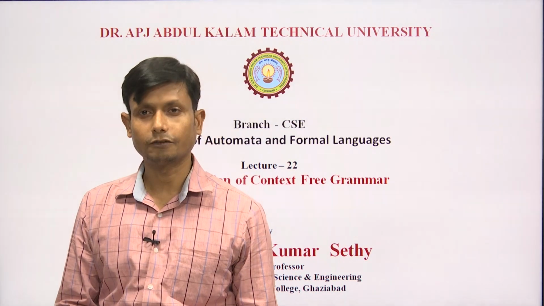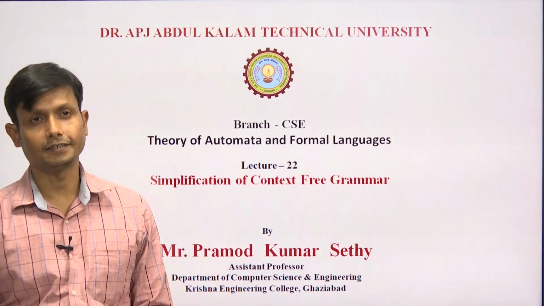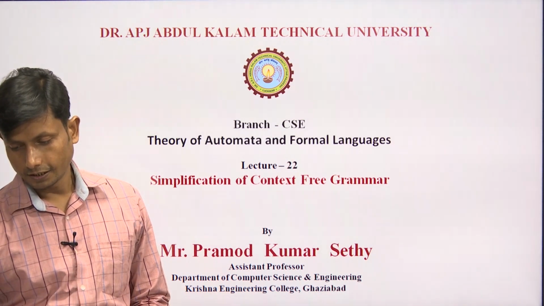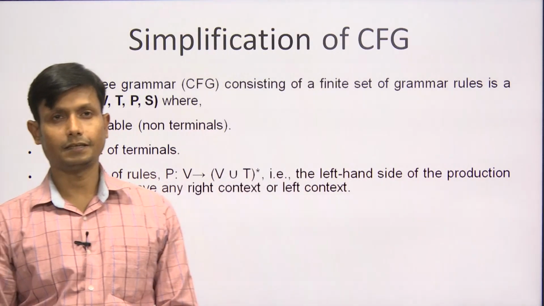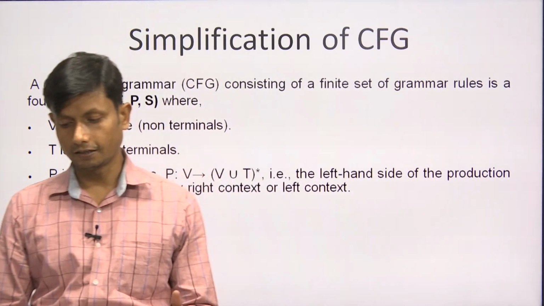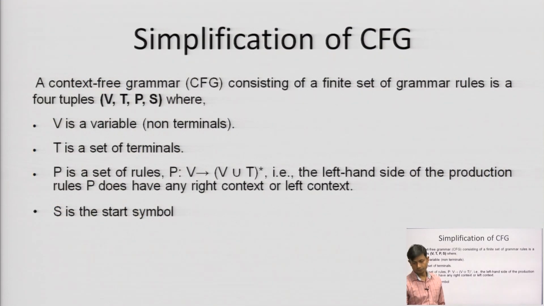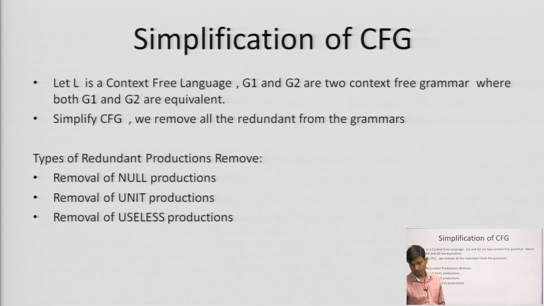For any context free language we have more than one context free grammar. Here we already know what a context free grammar is, and we know the tuples in a context free grammar. In this, L is a context free language and G1, G2 are context free grammars where both G1 and G2 are equivalent. So here we have taken a context free language, and for this we have G1 and G2 grammars, and both are equivalent.